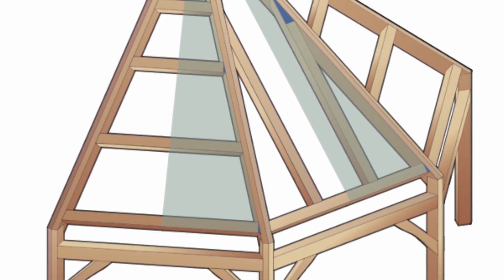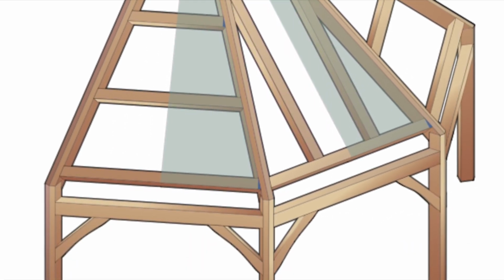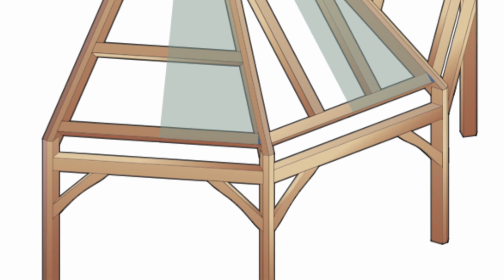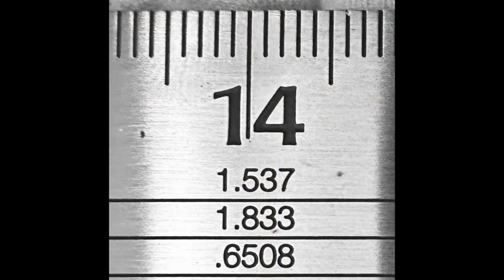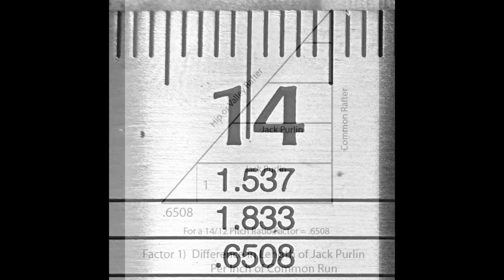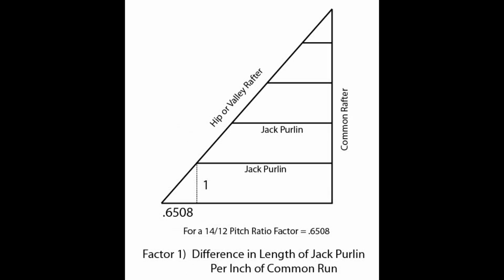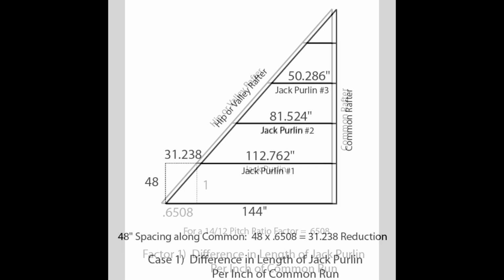Because purlins run perpendicular to the common rafters, the spacing is specified from eaves to ridge along the common rafter length. The value given under the corresponding roof pitch is based on the difference, reduction or increase, per inch of common rafter length. Using the example of a 14/12 pitch, we find the value given under 14 to be 0.6508. This is to say that for every inch or unit of 1 along the common rafter length, the jack purlin length changes 0.6508 inches, or in a ratio of 1 to 0.6508.